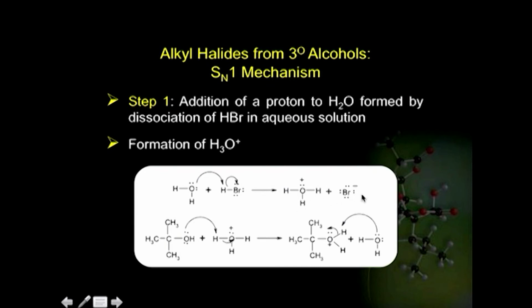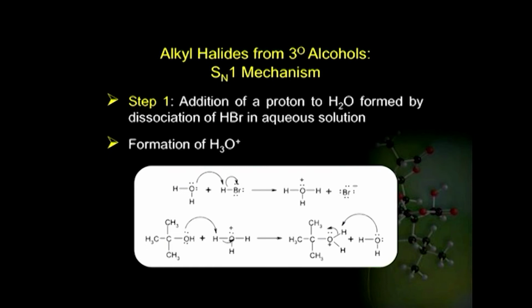As a result, we get a nucleophile in the form of bromide ion. So, here you will have to recall the terms nucleophile and electrophile. Nucleophile is the one which is nucleus loving, that is, it is looking for a positive center.